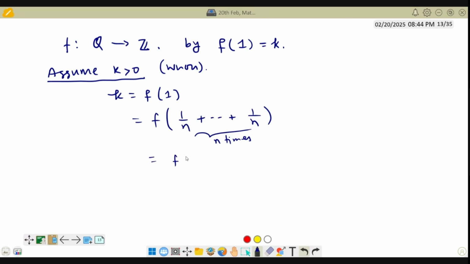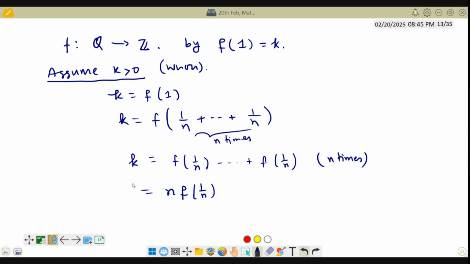Since f is a homomorphism, this is also n times. That means this is n times f of 1 by n. Even this approach is very much useful whenever you have Q, you need to do this type of steps. So you have f of 1 by n equal to K by n. This you got. Till now, I have only used that f is a group homomorphism. Nothing fancy I have used.